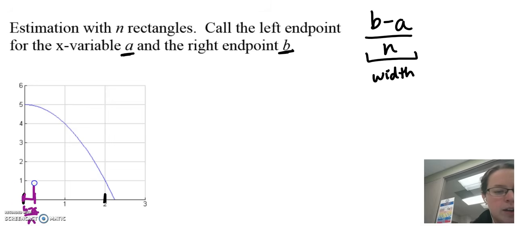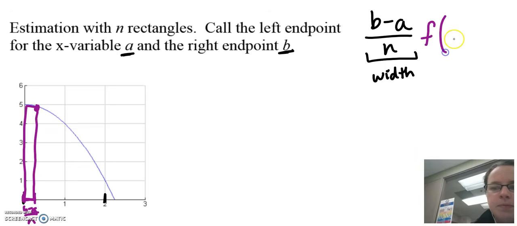This purple rectangle has a left bound of 0 and a right bound of b minus a over n. So if I plug that into my function, I get the height of the rectangle. So I know I'm plugging something into my function.